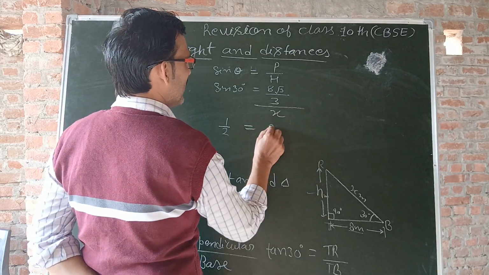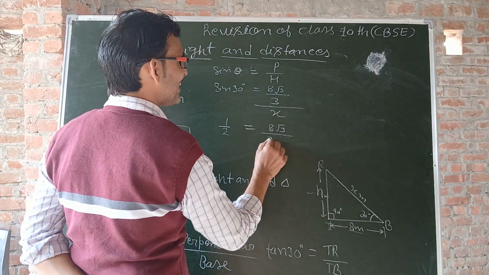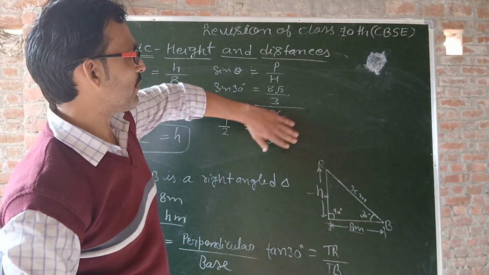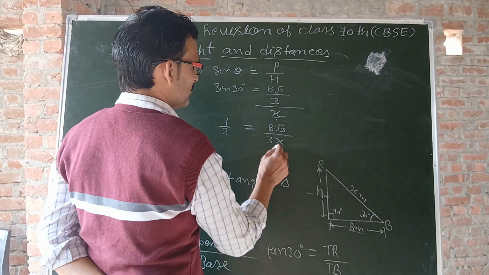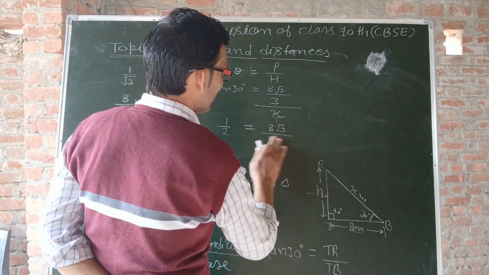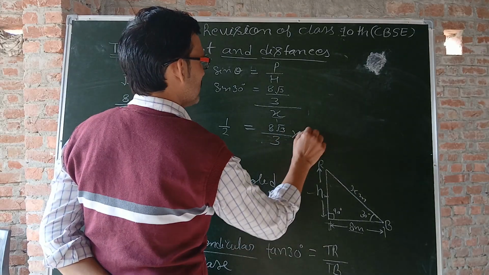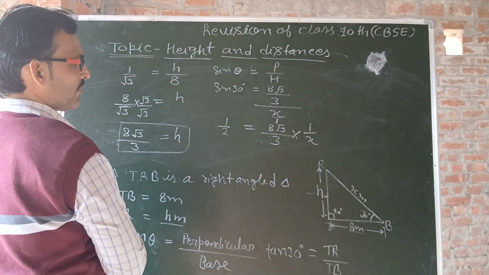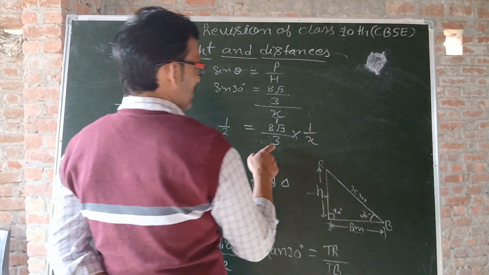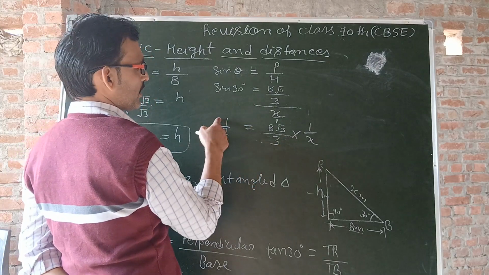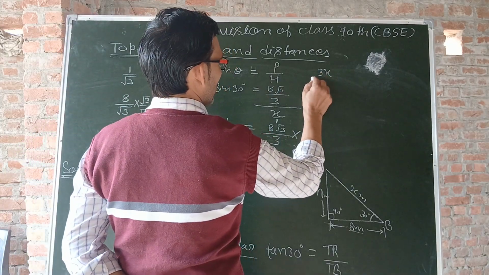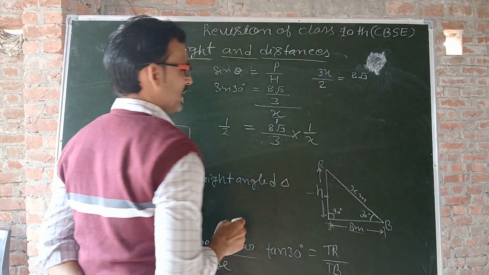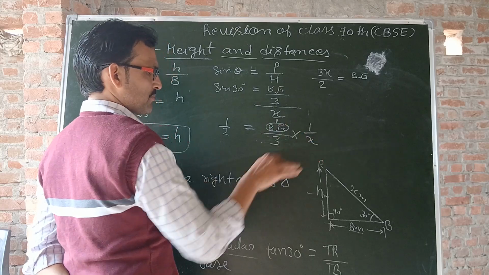Now 8 root 3 upon 3x. This x will be reciprocal. It will be 1 upon x, and this x multiplies with 3. If you are not able to understand, then I will write it like this. I keep 1 here, and this x like this. Now we have to find the value of x from here. I send this 3 and x together there. 3x upon 2, this 2 will remain here, equals 8 root 3.